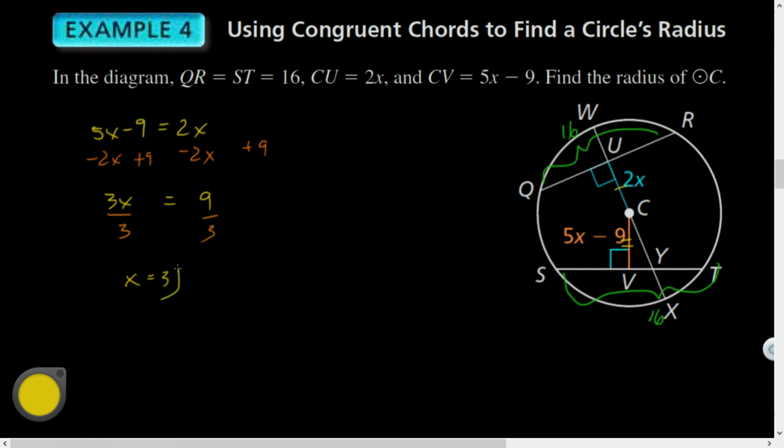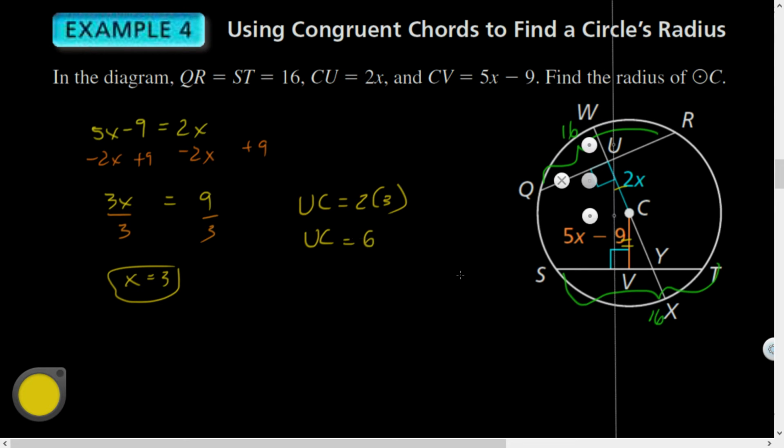Now, I think the more interesting part of this problem is yet to come. So if this is 2x, that means UC is going to equal 2 times 3, which is 6. All right? Now, how's this going to help me find the radius? Now watch this. This distance is a radius, and that is the one that's drawn, but that is not the one that I want to work with.